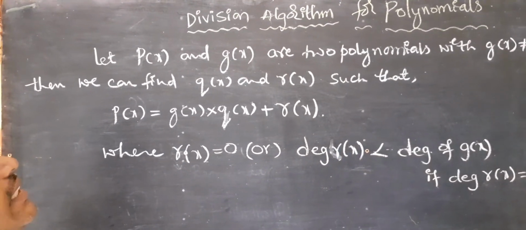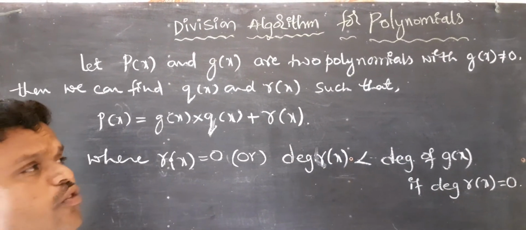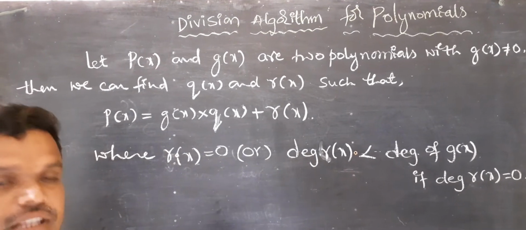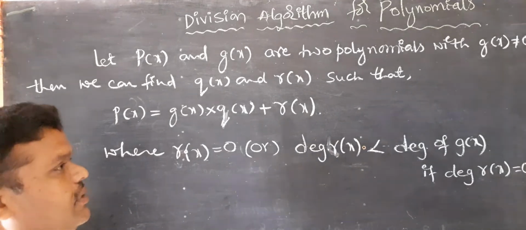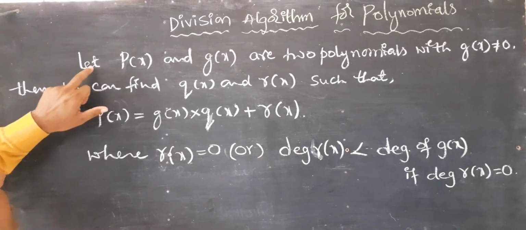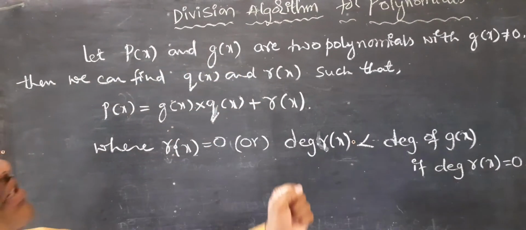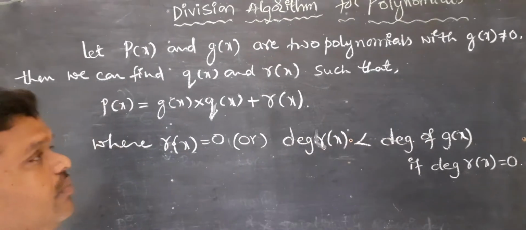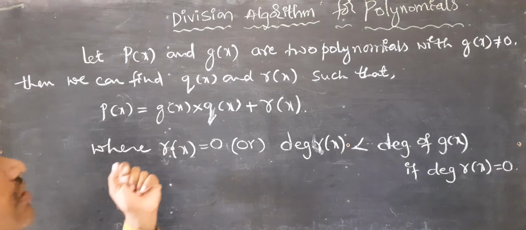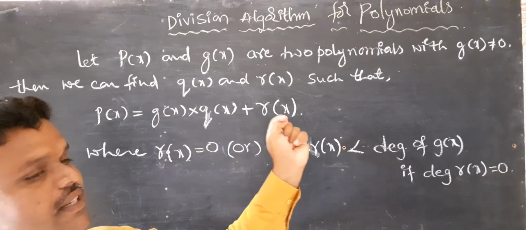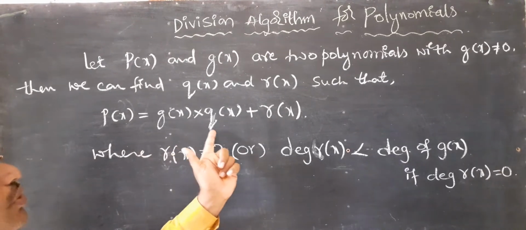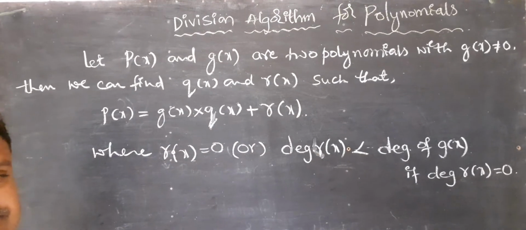Division algorithm for polynomials. So whatever we learnt in division algorithm, let us apply for polynomials. Here we have, let p of x and g of x be two polynomials with g of x not equal to 0. Then we can find q of x and r of x such that p of x is equal to g of x into q of x plus r of x.